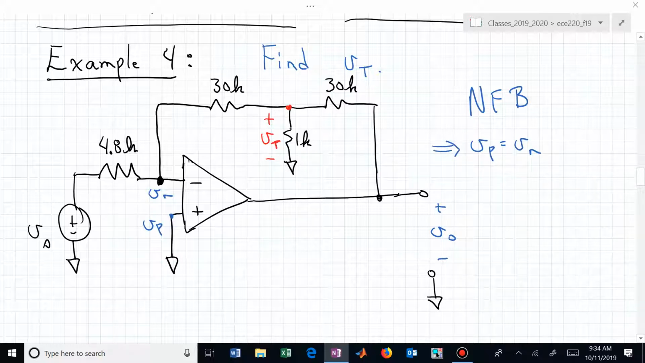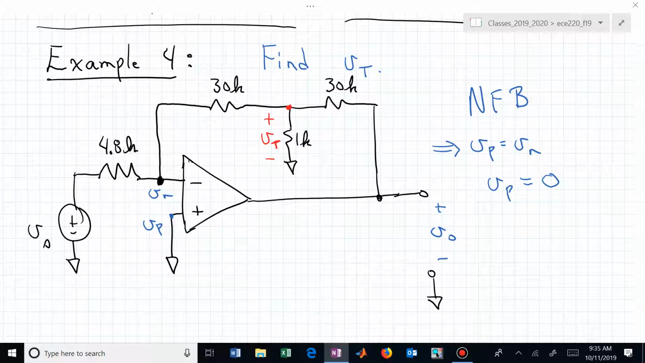What is V sub p? Value-wise, that's our reference node. V sub n is now nothing. What's the next step traditionally in our analysis approach? First, we check for feedback. It's negative. Good. That allows us to assume V sub p is equal to V sub n.